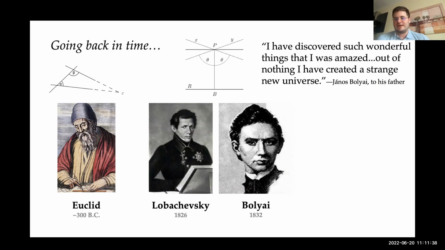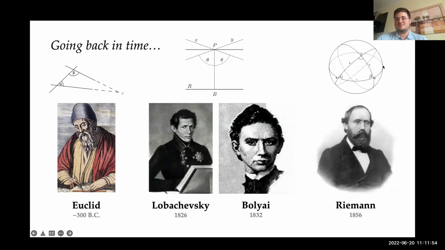And specifically Bolyai, when he first made this discovery, is famously quoted as saying he had discovered such wonderful things that he was amazed. Out of nothing, he had created a strange new universe. So there's truly some really exciting stuff potentially hidden in here. And it was further extended through the work of Riemann and the various elliptic geometries that he proposed. So doubtlessly, the 1800s would have been a very exciting time to study geometry because suddenly there was this explosion of brand new ideas with their own terminologies, their own setups, and so on.